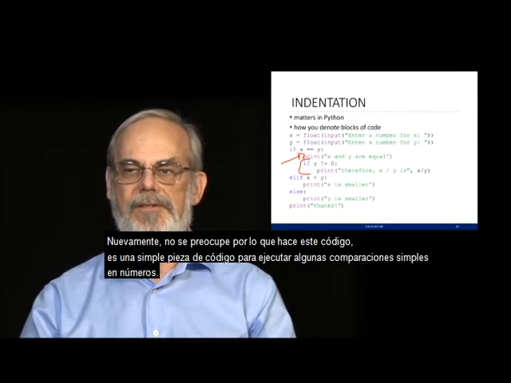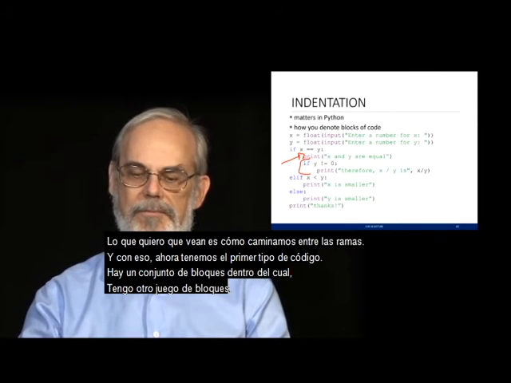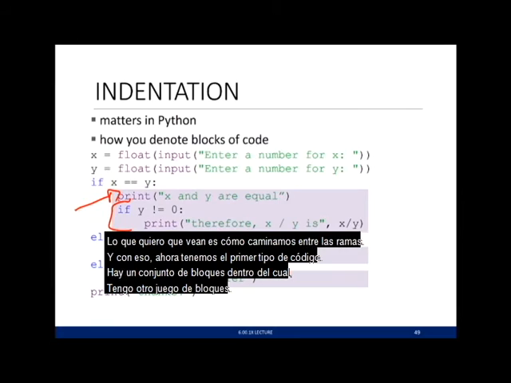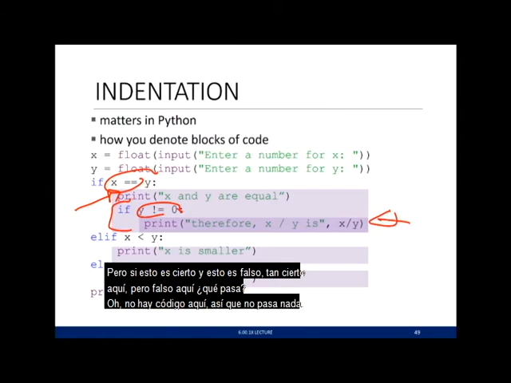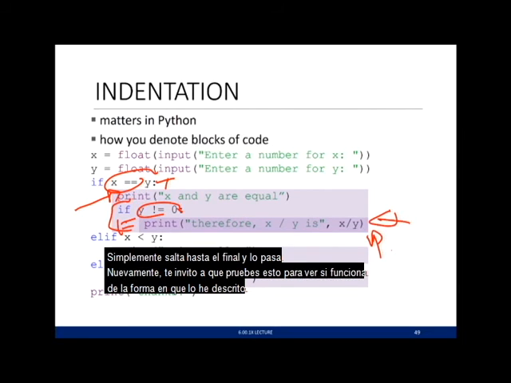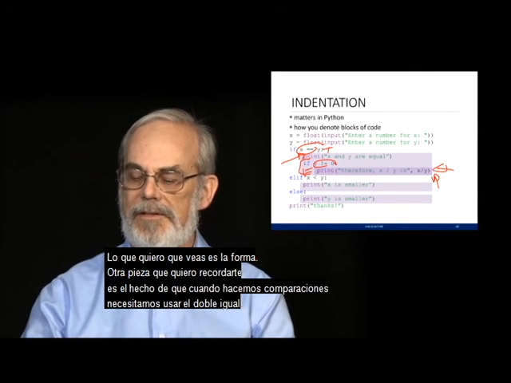Again, don't worry what this code does. It's a simple piece of code to execute some simple comparisons on numbers. What I want you to see is how we walk through the branches. And with that, we now have the first kind of code. There's one set of blocks, inside of which I've got another set of blocks. And again, if this is true and that's true, I'll get to that point. But if this is true and this is false, so true here but false here, what happens? Oh, there is no code here, so nothing happens. It simply skips out to the end and jumps past. Again, I invite you to try this to see if it works the way I've described it. What I want you to see is the form of it.